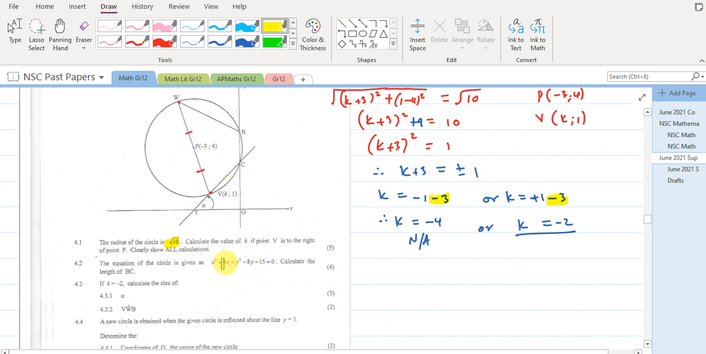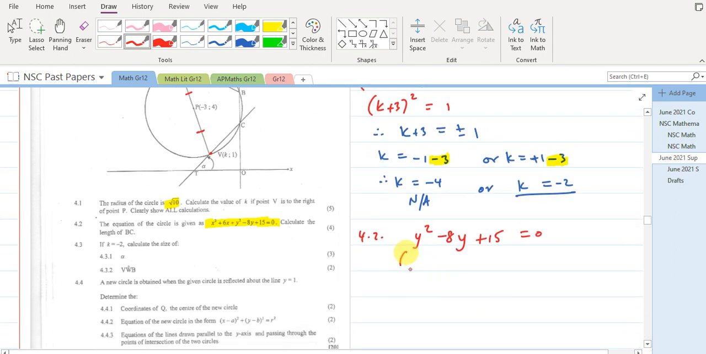In other words, the equation of the circle is already given. To find the length of BC, those are the y-intercepts. So you need to make x 0. So let's make x 0 in this equation. If x is equal to 0, we have y squared minus 8y plus 15 is equal to 0. If we factorize, we get (y minus 5)(y minus 3) equal to 0, using 5 and 3. Therefore, y is equal to 3 or y is equal to 5.